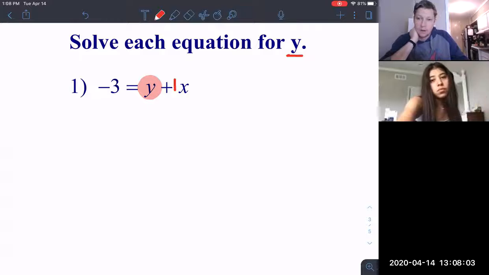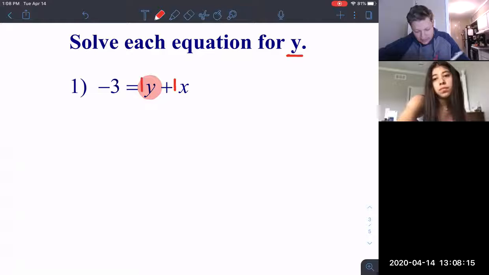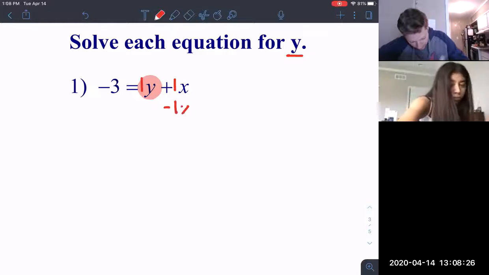Do you know what I mean when I say coefficient? The coefficient is the name for the number in front of a variable. So right now the y has a 1 in front of it technically, and the x has a 1 in front of it. Those are the coefficients. So in order to get rid of something on one side, we need to do the opposite. So what we're going to do is subtract 1x from both sides.